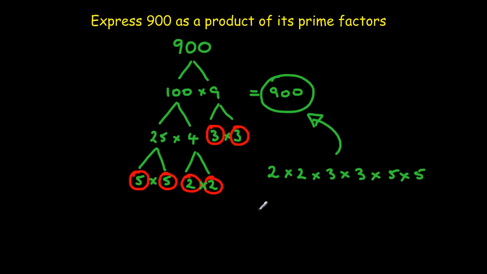But we can simplify these a little bit by using our powers. If I put 2 here, there are 2 of those, so we say that's 2 squared. If we put the digit 3 down, there's 2 of those, so that's 3 squared. The 2 represents the fact that you're multiplying 3 together twice. And then you've got 5, and because there's 2 of those, that's also 5 squared. So that's actually the best way to write the answer when you're asked to express 900 as a product of its prime factors.